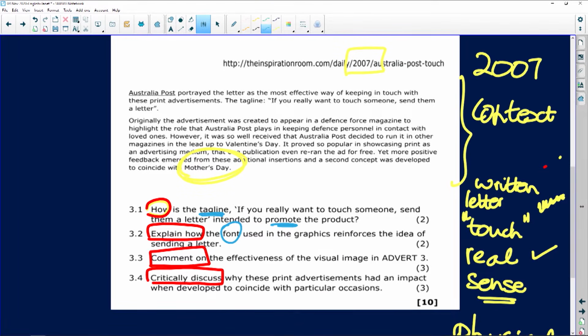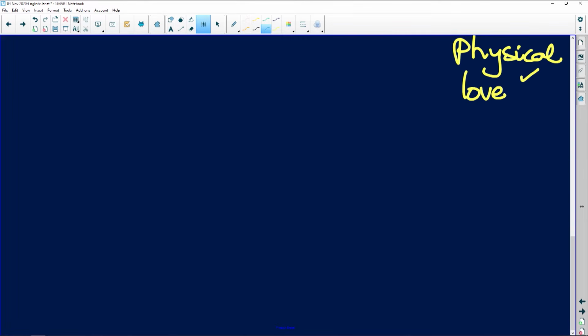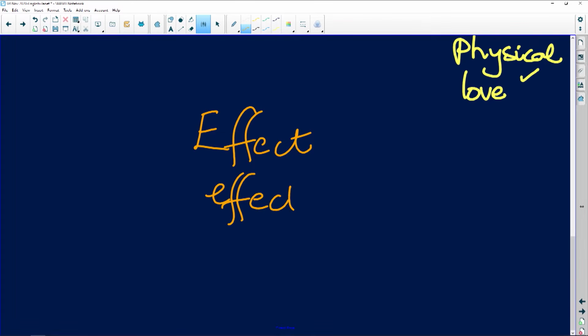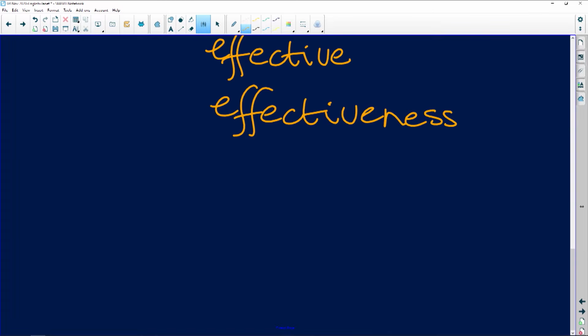Right. Comment on the effectiveness. Now, once again, my grade 11s were saying today, they really don't know what to do. So let's just go over again. What do you do when you're asked, what is the effect? Is something effective? Or what is the effectiveness? Now, sometimes the question helps you. So it says, what is the effectiveness in creating a mood? How does this affect the emotions of the audience?